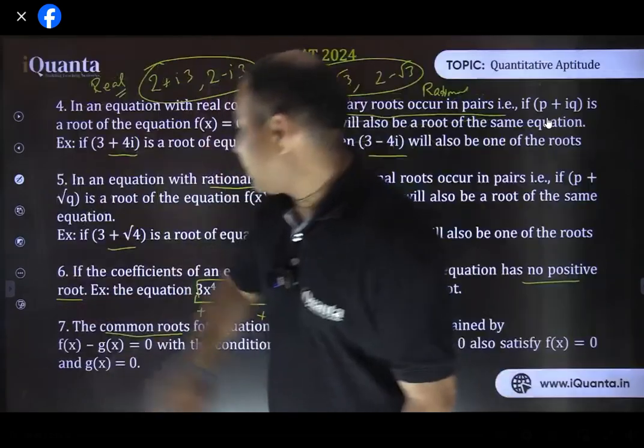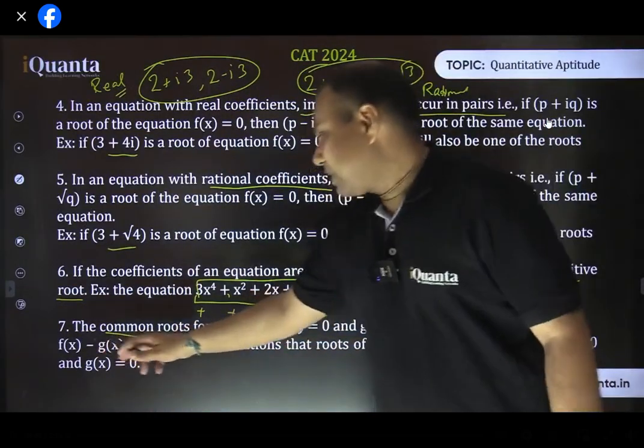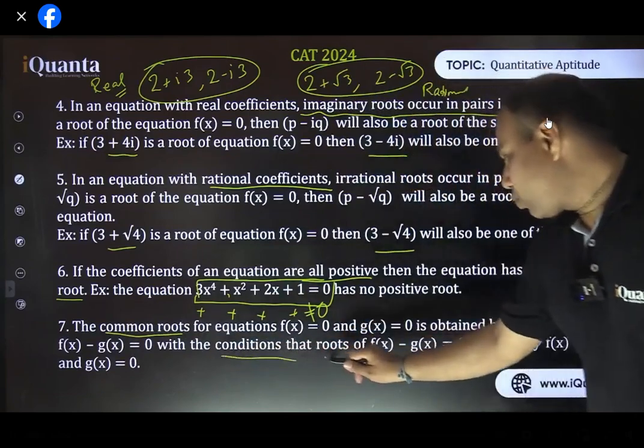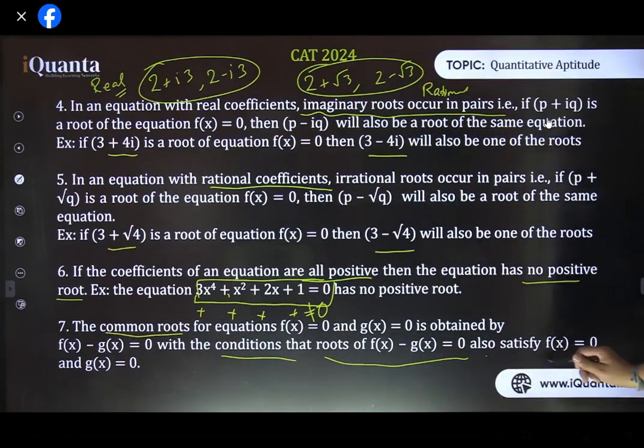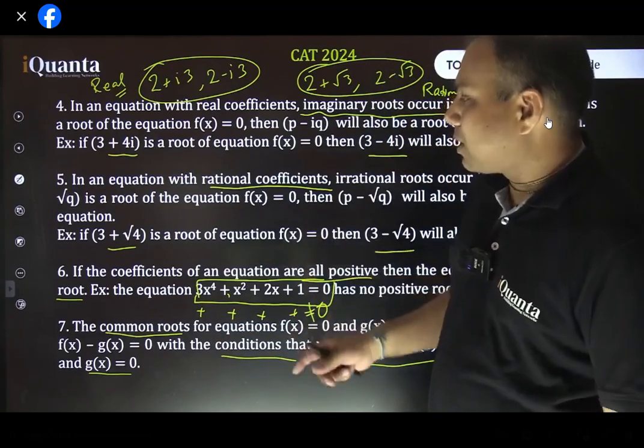Okay, let's move further. I hope this is clear. So the common roots for equations f(x)=0 and g(x)=0 is obtained by f(x) minus g(x) equals 0, with the condition that roots of f(x) minus g(x) equals 0 also satisfy f(x)=0 and g(x)=0. Okay, so we have discussed it. So while solving questions, we will be using it also.